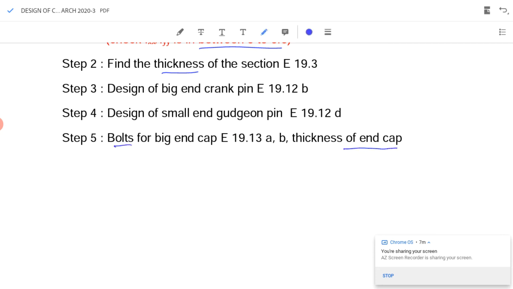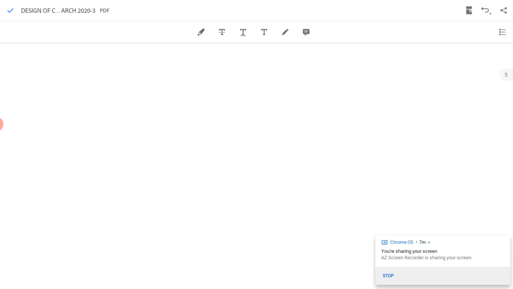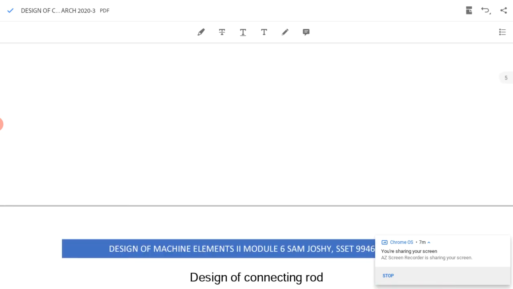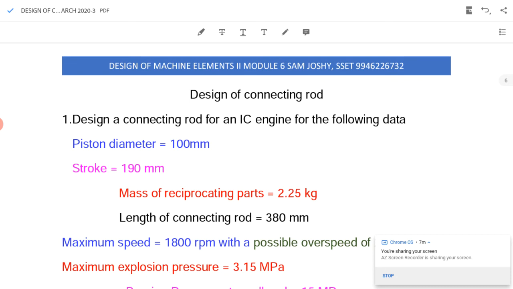This is a very simple step for the design of the connecting rod. It is a very simple step. We have to just substitute the values as given in the data book. You should take care of all the units. Now, we will see a practical question.